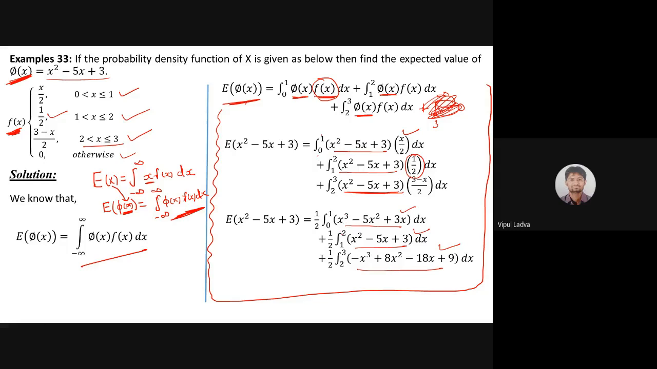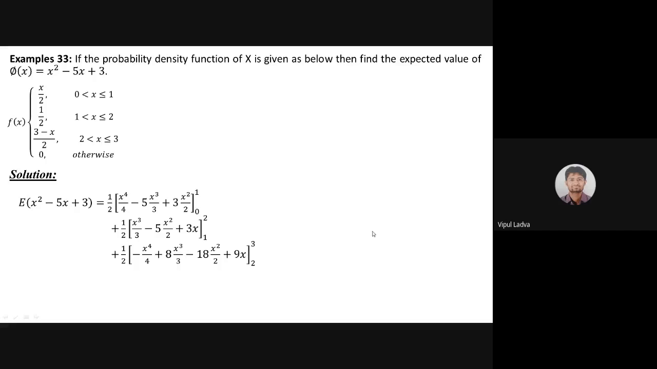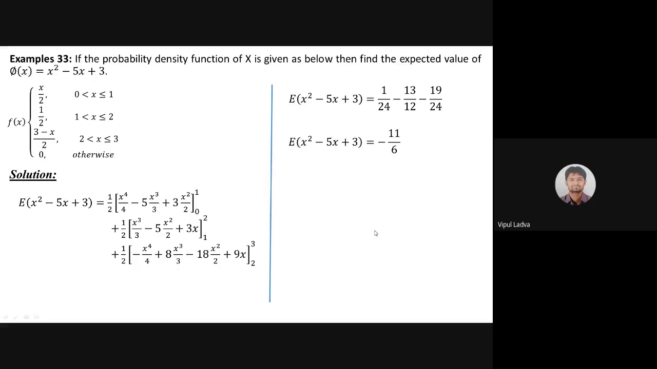x cube then it will be x 4 by 4, 5x squared, it will be 5x cubed by 3, like that, is it? So that integration will not create any issue, surely. Integrating that term and replacing the appropriate limits, we will be having that expected value as minus 11 by 6.